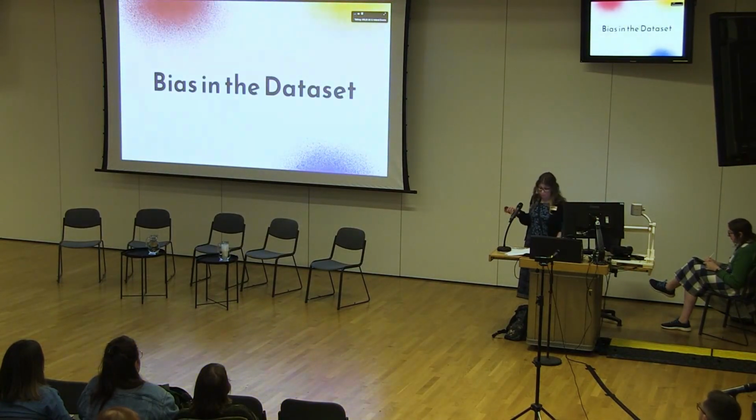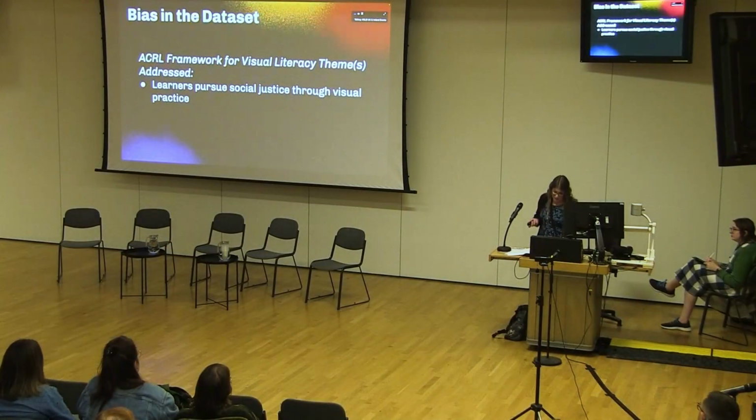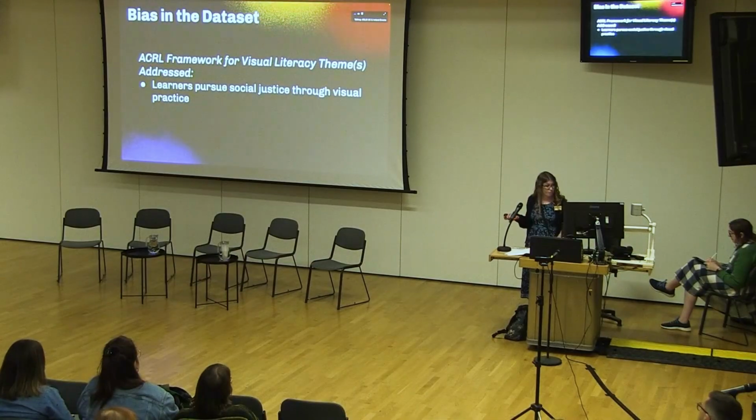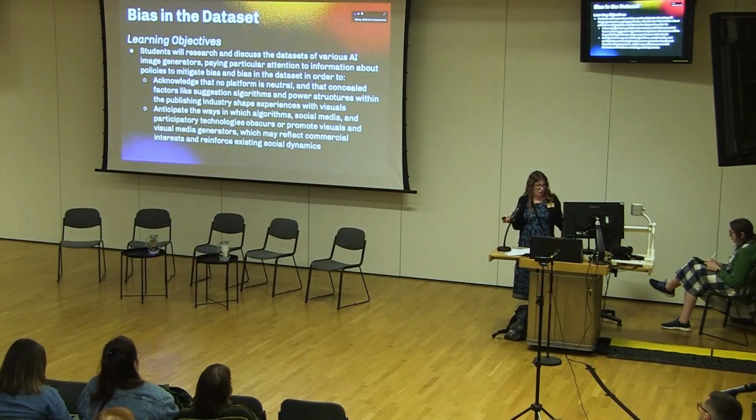So the second lesson plan asks students to investigate bias in the data sets of AI image generators and how their use can reinforce bias. This lesson addresses one theme: learners pursue social justice through visual practice. Here are the learning objectives.